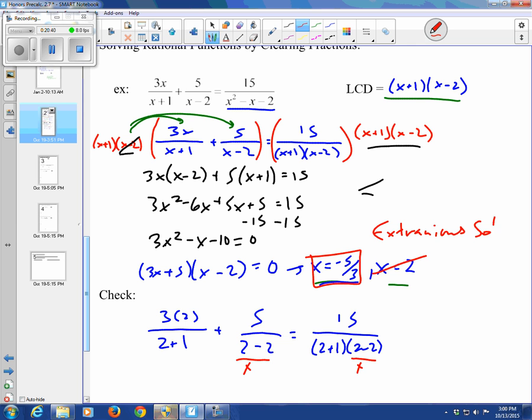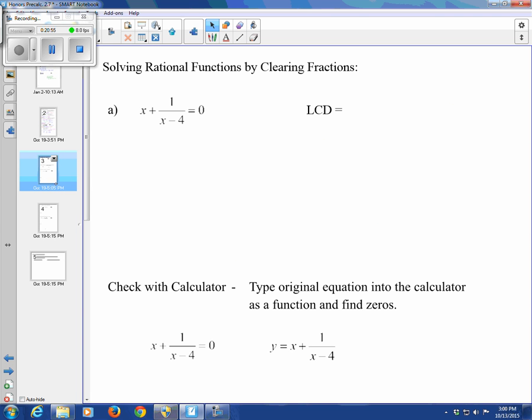Solution. We found an x value that did not turn out to be an actual solution for our rational equation. So moving on, we want to look at situations where we're not necessarily going to get rational numbers as solutions, and determine what we're going to do there.